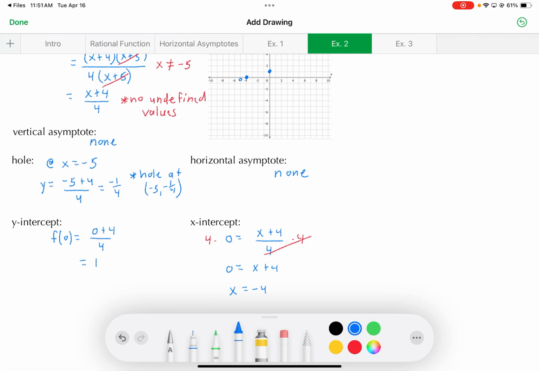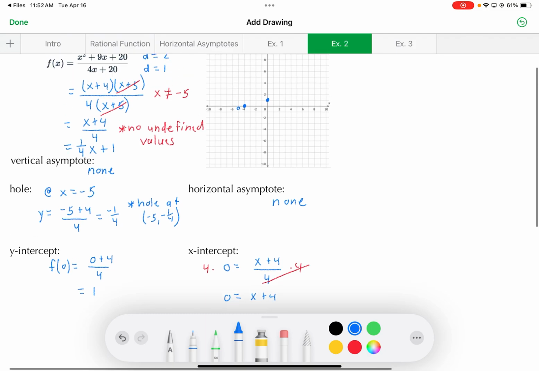Okay, now, if you notice, the 2 points that I plotted and also the hole, the 3 of those together look like they're kind of lining up in a line, right? And that's exactly what we have here. The simplified version of this is linear. x plus 4 over 4 is the same as 1/4 x plus 1. That's in slope-intercept form, isn't it? So it's got a y-intercept of 1, and it has a slope of 1/4. That matches the points we already have plotted.